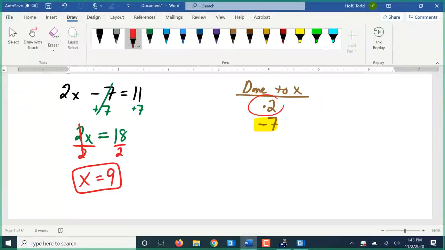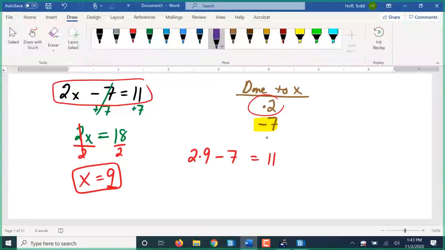Well, again, if we want to double check, if we want to be sure of our answer, we can go back to that original equation, replace x with 9, make sure it works. Make sure we get the same value on both sides of the equation. So 2x minus 7 becomes 2 times 9 minus 7 equals 11. So the right side is just going to be 11. There's nothing to combine there. On the left side, 2 times 9 is 18. 18 minus 7 is 11. So we got 11 on the left side as well.